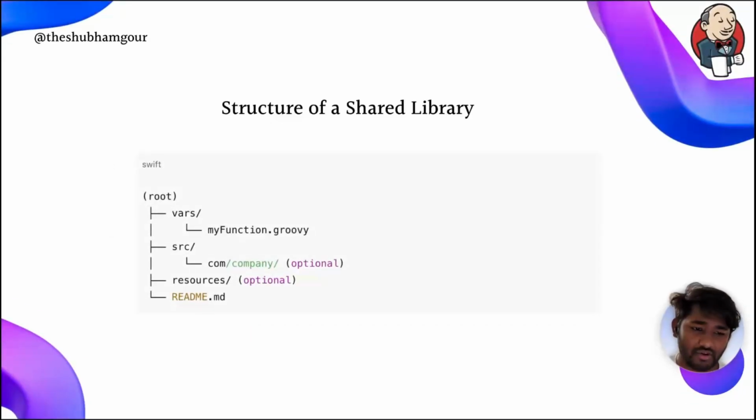So the structure of a shared library looks like this. Here you have a root folder. You can add it per microservice, but the best recommended way is to store the shared library in some other public or private repo. You will create one vars folder, and here you will write all your functions. In the next video we are going to see how you can make use of that. Here you have to make sure you are adding .groovy, because this will help Jenkins understand that this is the place where our shared library is present, and this is your function name.